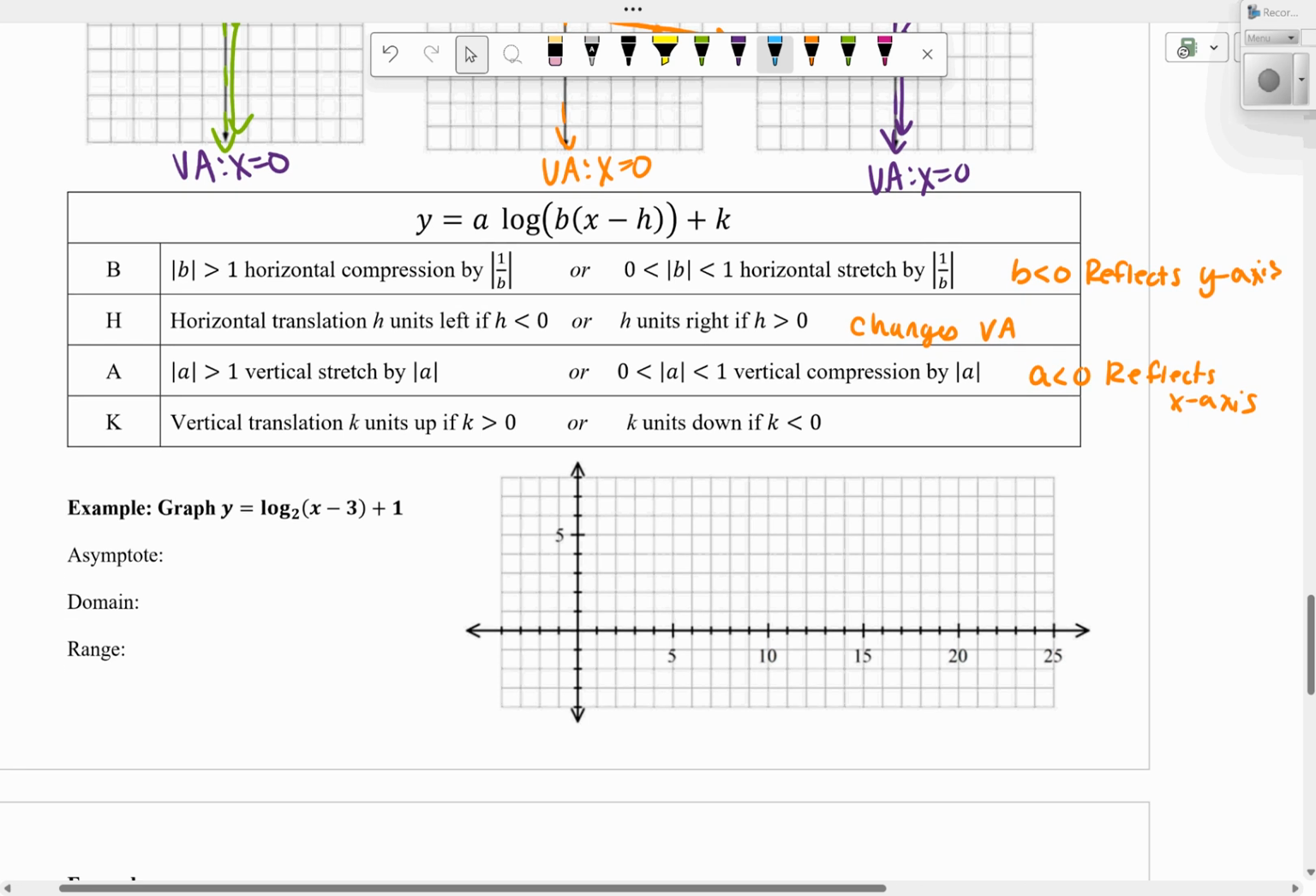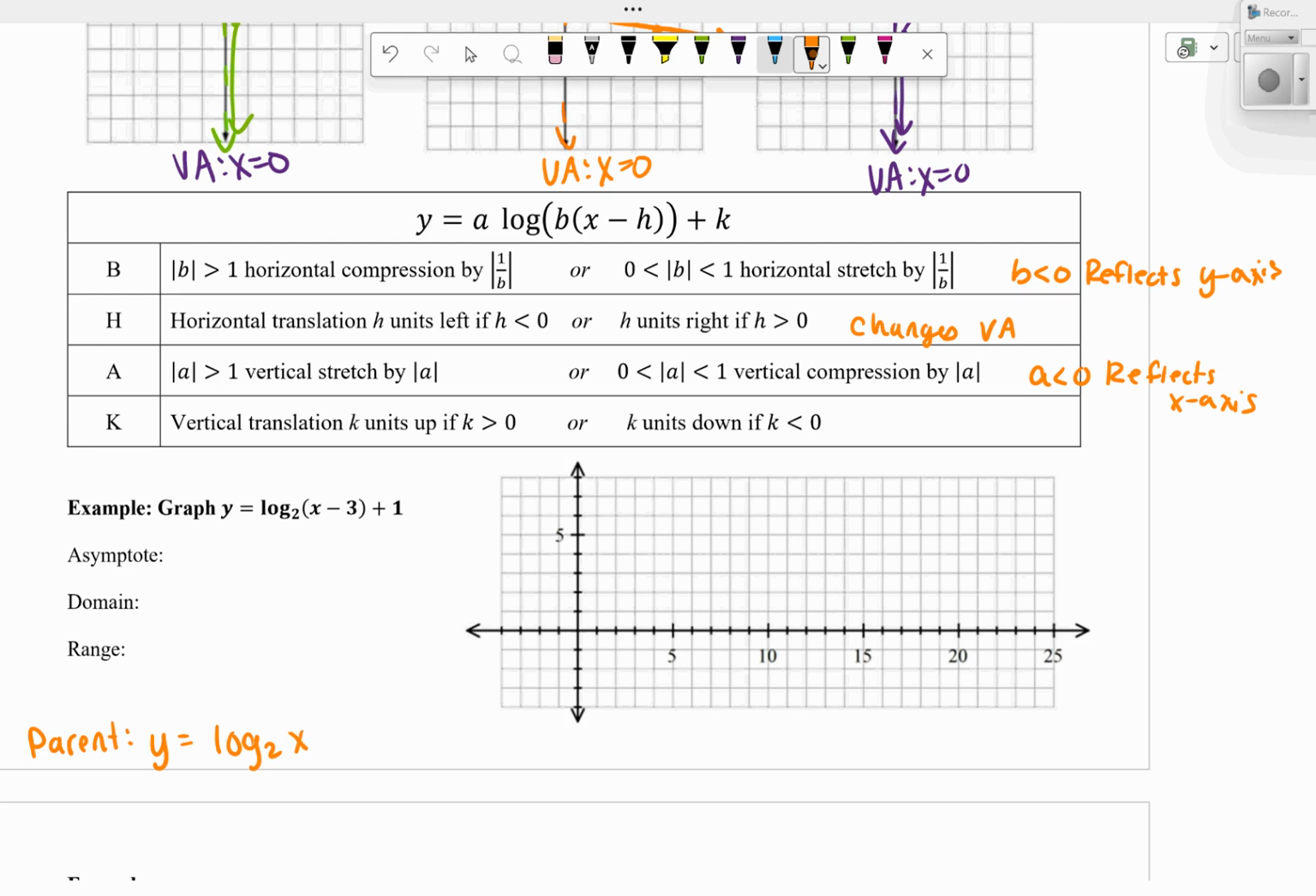So let's go ahead and look at this example. It says graph y equals log base 2 of x minus 3 plus 1. So I'm going to think about the parent graph here. The parent graph is y equals log base 2 of x. So our reference points would be (1/2, -1), (1, 0), and (2, 1).